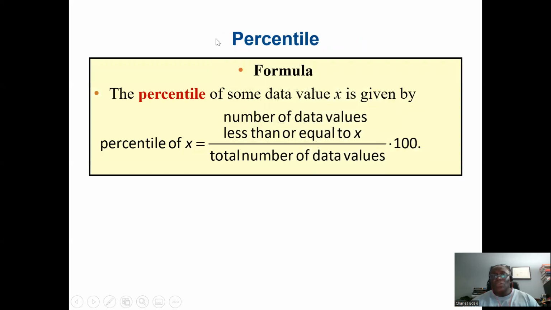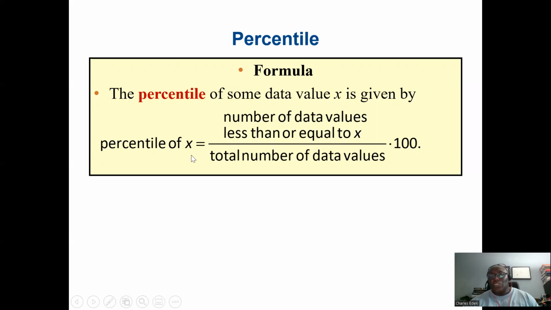So next we have the formula for a percentile. We say the percentile of some data value X is given by the following: the number of data values less than or equal to X divided by the total number of data values, multiplied by 100. Again, the answer will be in percentile. In our previous examples, they gave us the percentile value and we had to find the value in that percentile. Now, they may give us the value and we have to find the percentile of the value.